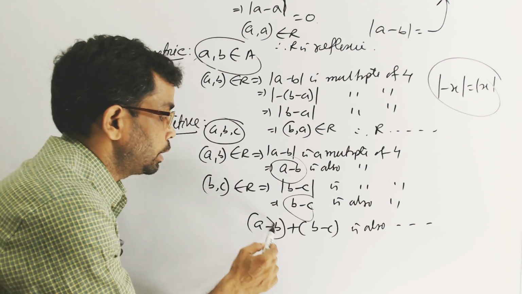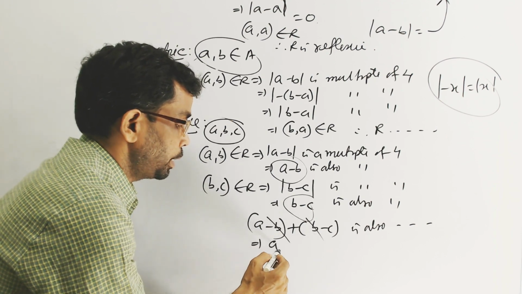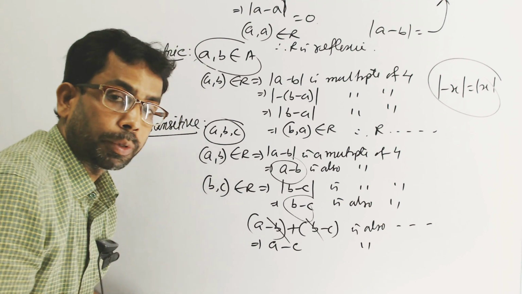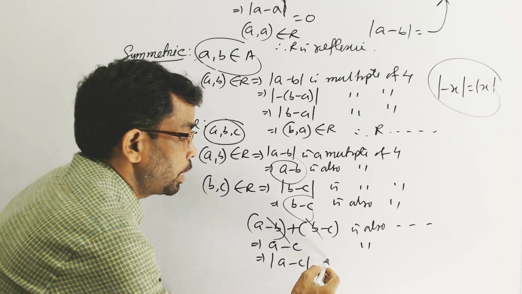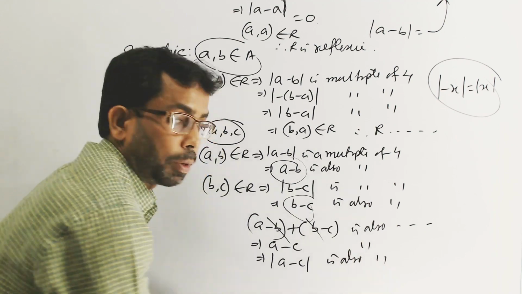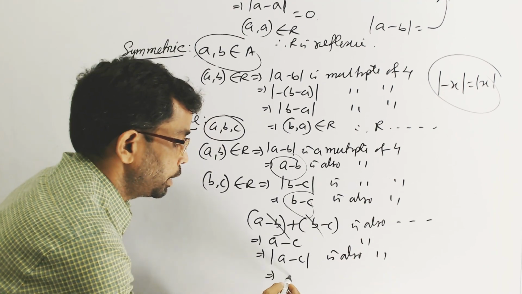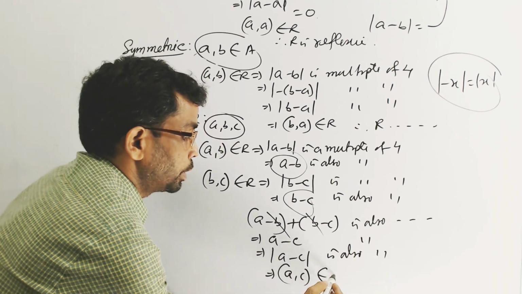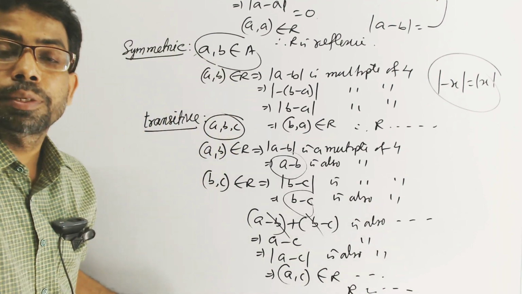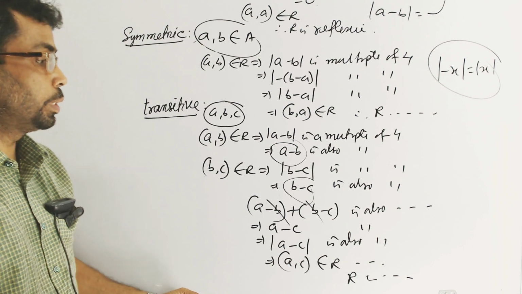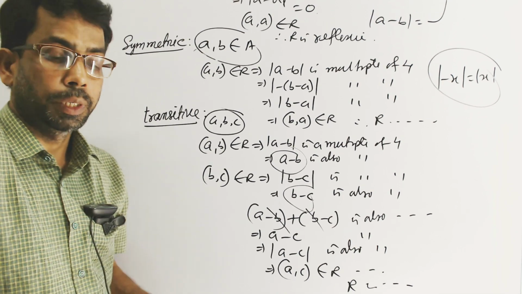And then here this is getting cancelled. Finally we are getting A minus C is a multiple of 4, and if a number is a multiple of 4, then its modulus is also a multiple of 4, and hence finally we are getting the pair (A, C) also in the relation. Therefore the relation R is transitive, and hence the relation is an equivalence relation.